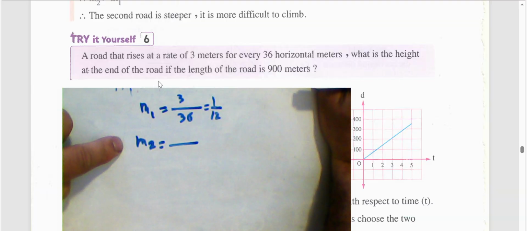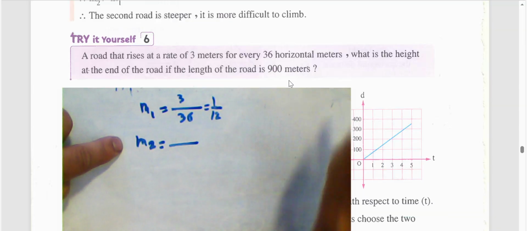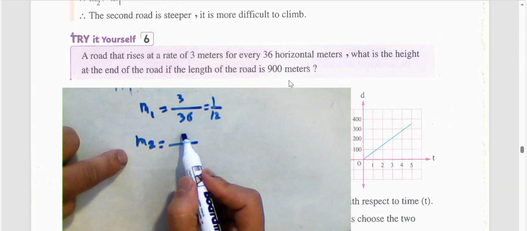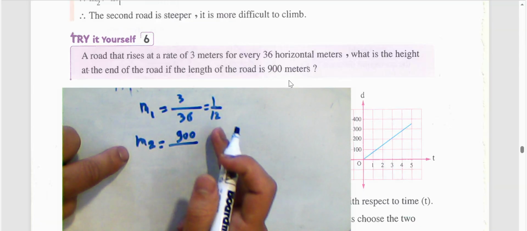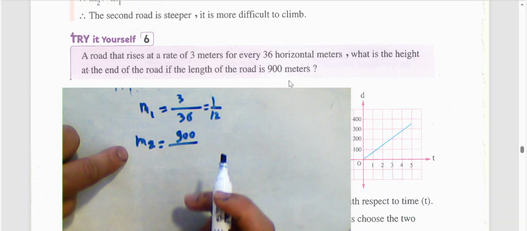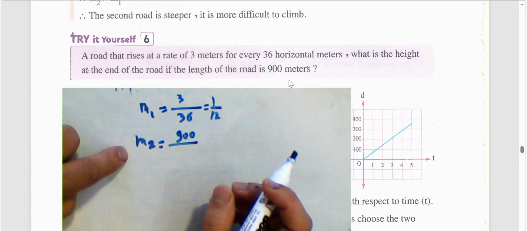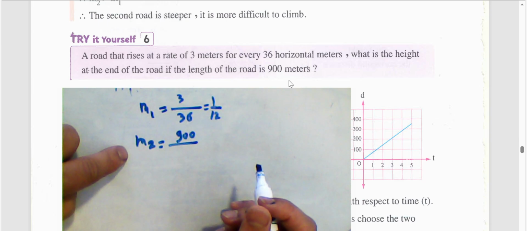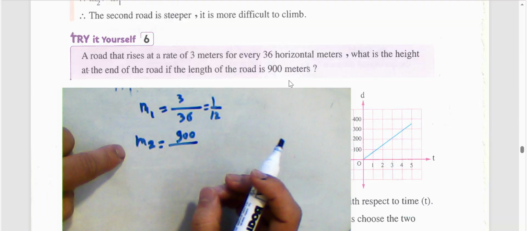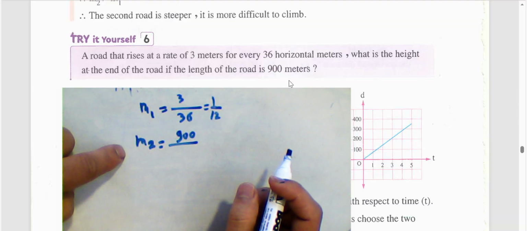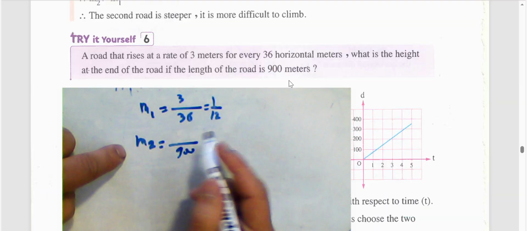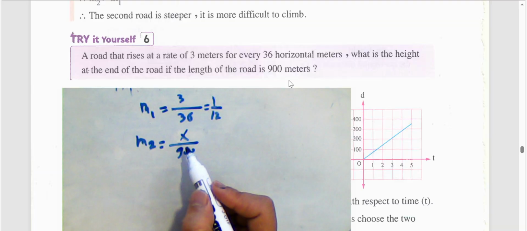What is the height at the end of the road? The length of the road is 900 meters. We want to find the height if the horizontal length is 900. He gave me that it rises at a rate of 3 meters for every 36 horizontal meters. What is the height at the end of the road if the length of the road is 900 meters? What can we find for the height here?